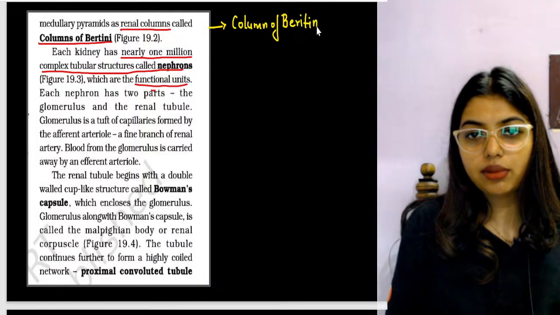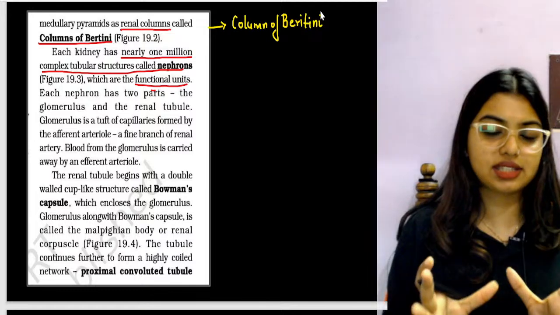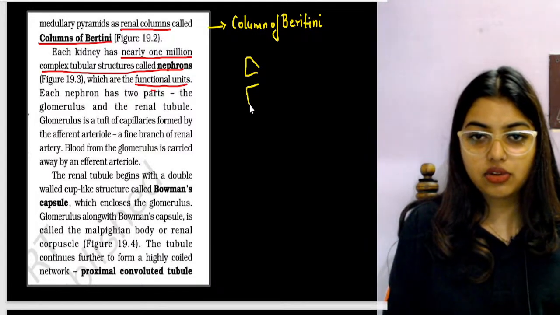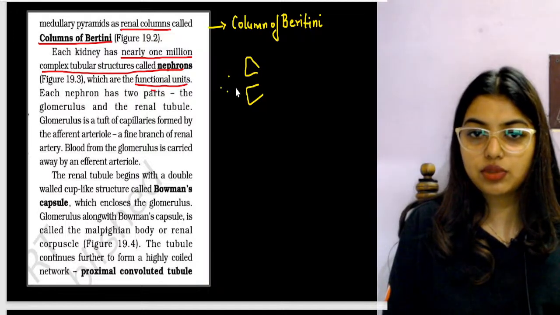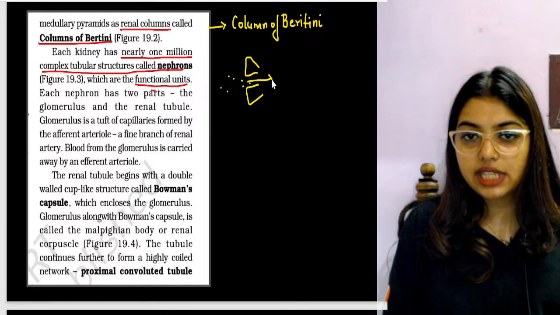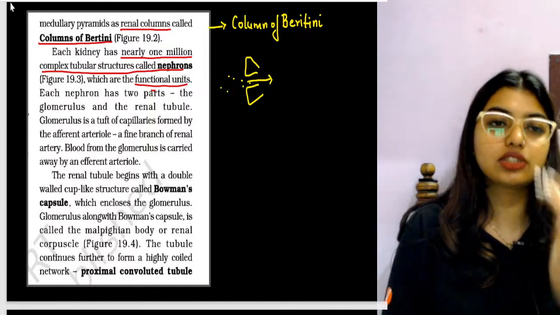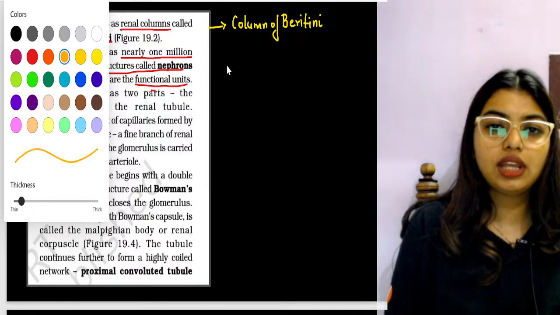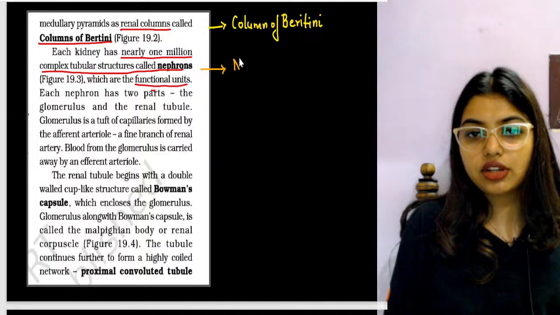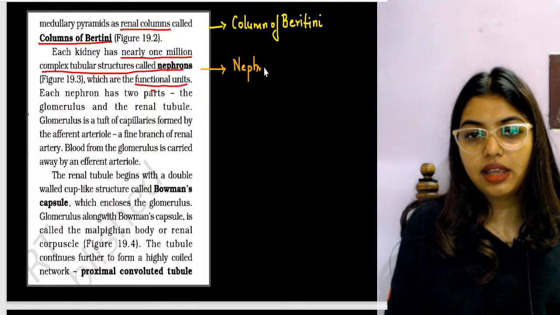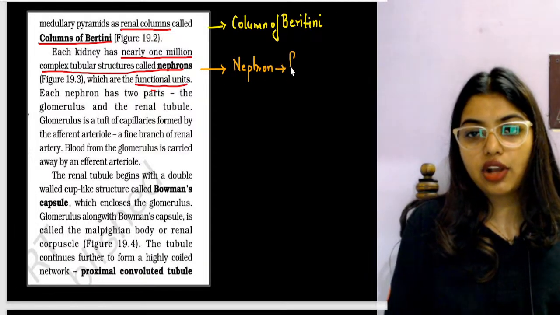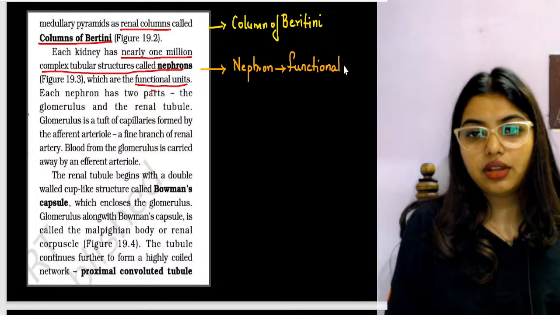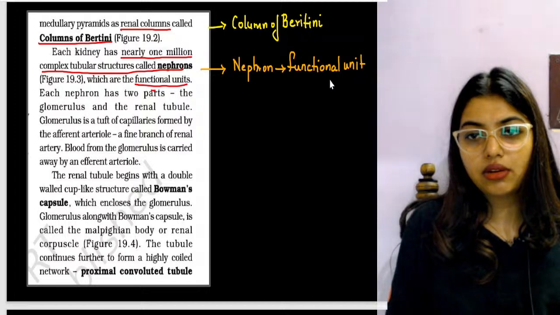Actually, they say that the column of Bertini is an extension of the cortex. If you have noticed, between the medullary pyramids there are spaces. Yes or no? Between the medullary pyramids there are spaces, and those portions are the cortex. So the cortex is extending downwards into the medulla, and that is called the column of Bertini. Understood? Okay, now students, they are telling that the nephron is the functional unit of the kidney.